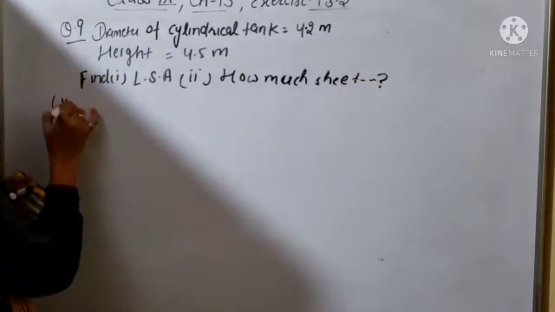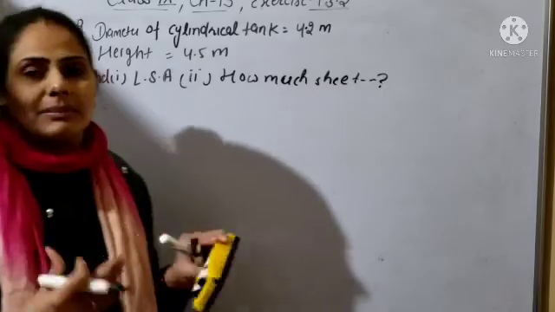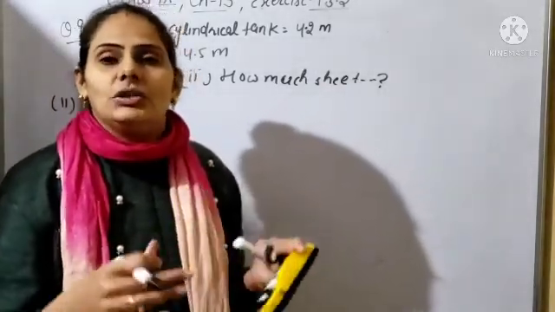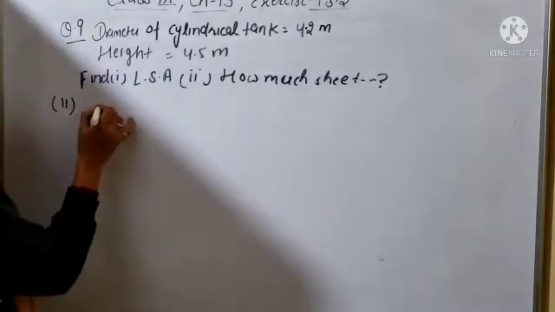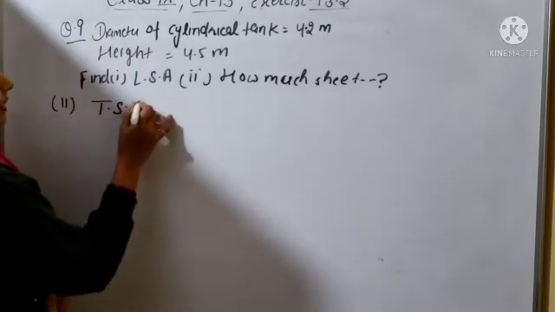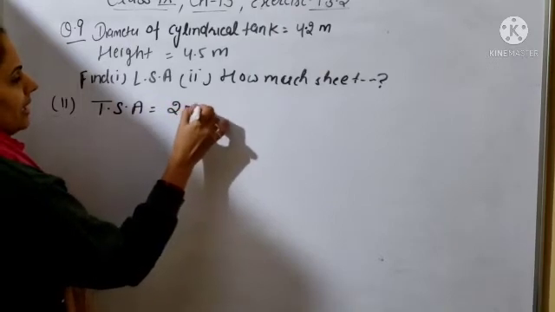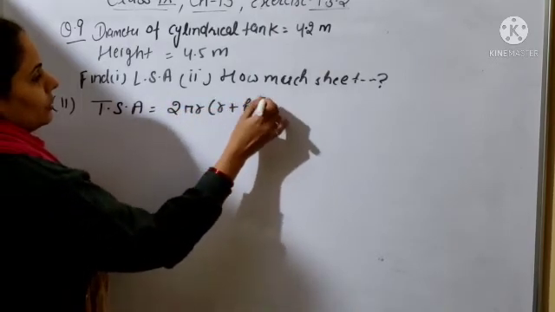So in the second part, when you get the metal sheet cover made, you will cover all the parts of the cylindrical tank. First of all you will find out the total surface area. And what will be the total surface area? 2 pi r into r plus h. Put all the values here.